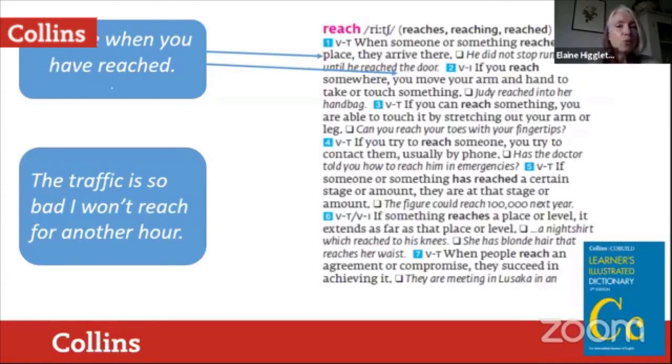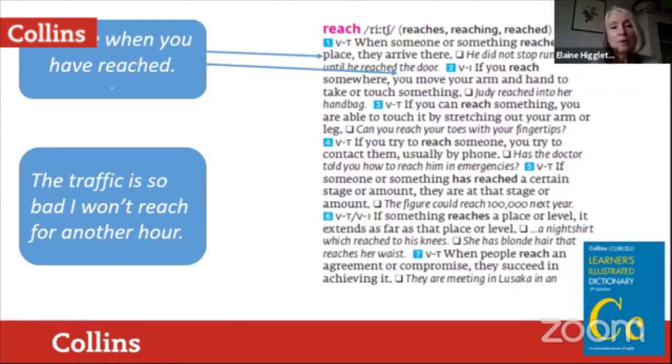Yeah, absolutely. What's going on here? There should be an object after reach. It's a transitive verb. For the majority of users of English, reach is a transitive verb. You use it very commonly in India as an intransitive verb, but it should have a direct object.